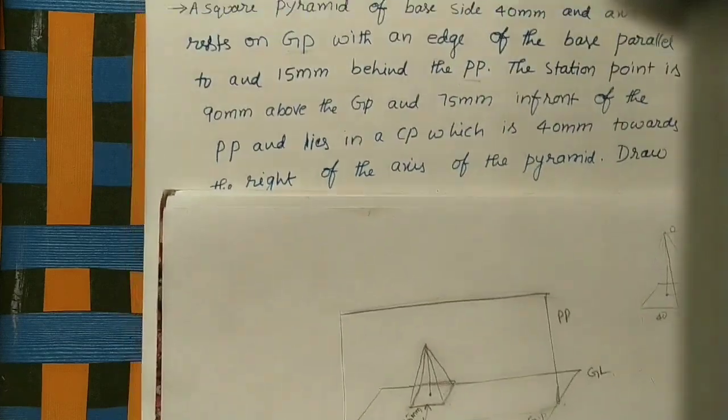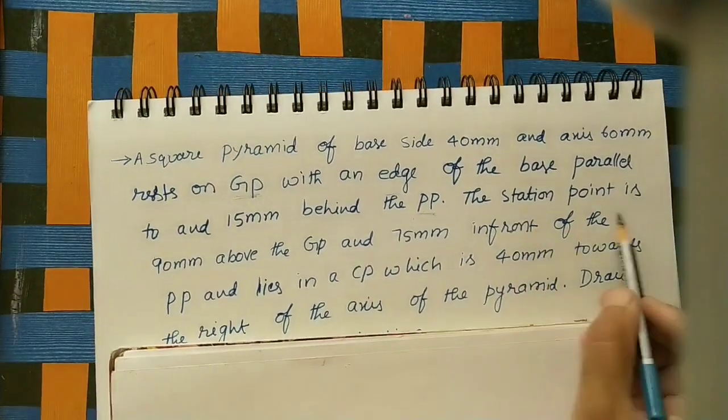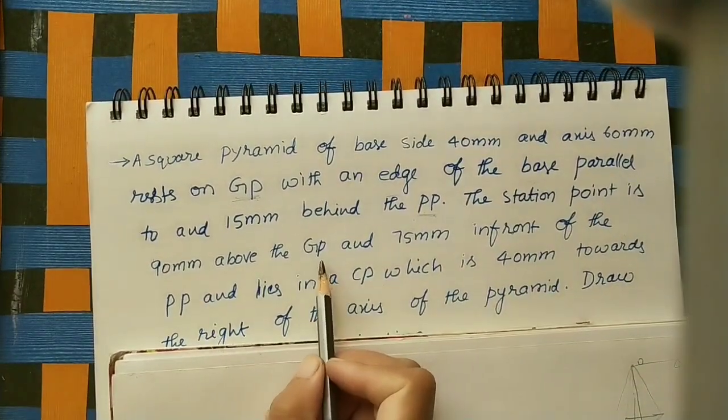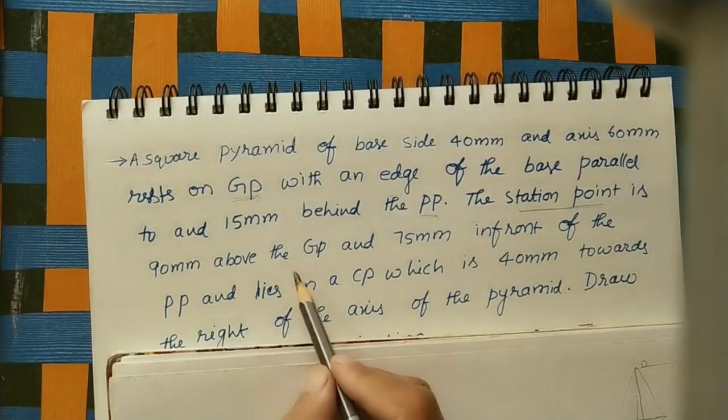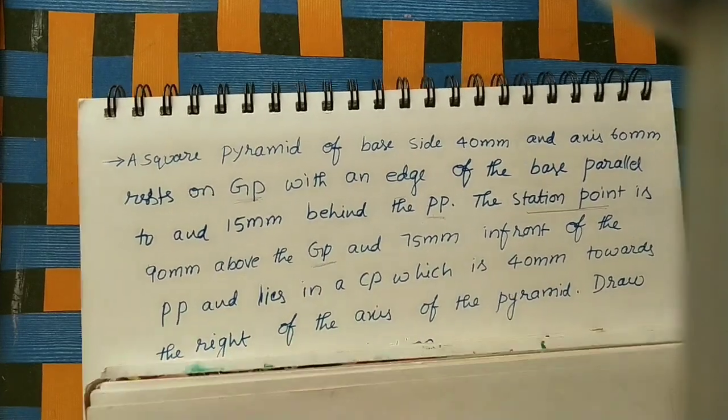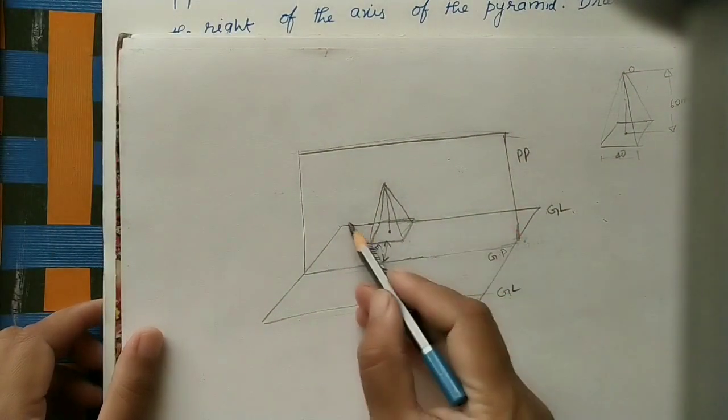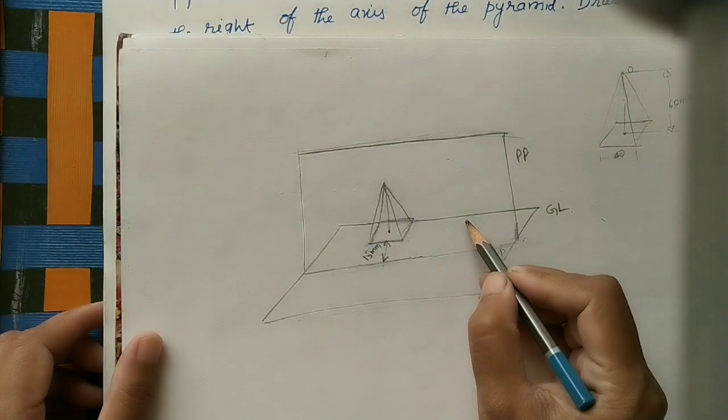Okay, got it. Next, the station point is 90 mm above the GP. Station point means the observer's eye is here, 9 cm above the ground plane. So the observer is standing on the ground plane. This is the ground plane. So I am taking one observer here.